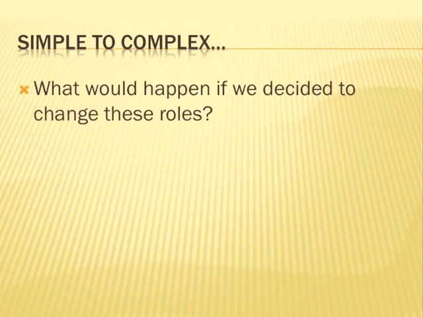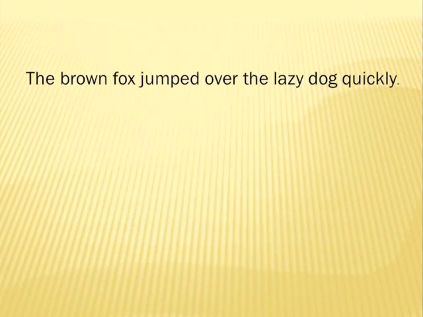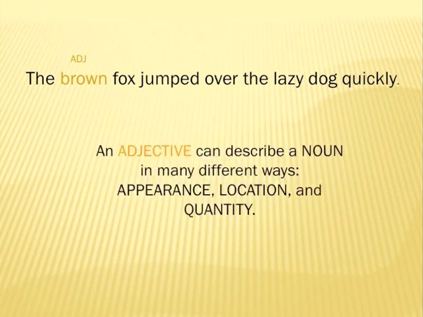But what would happen if we decided to change these a little bit? In other words, what if we were to substitute another clause in the same place of some of the other words or phrases in the sentence in order to express an idea that might be a little more complex? Let's demonstrate. So let's start with an adjective. As we know, an adjective describes a noun, and it can describe it in many different ways. Appearance, location, quantity, like how many foxes or where.